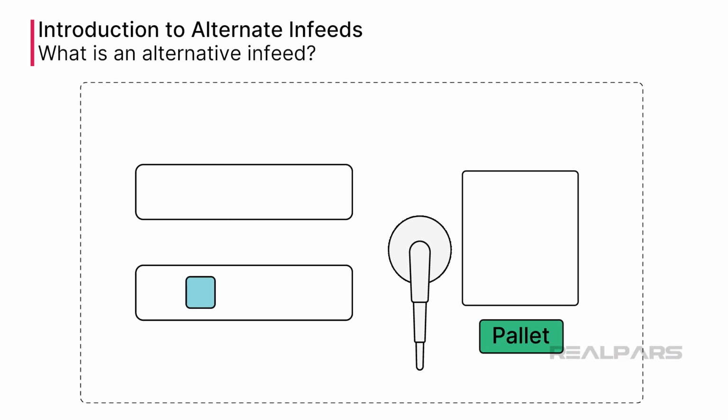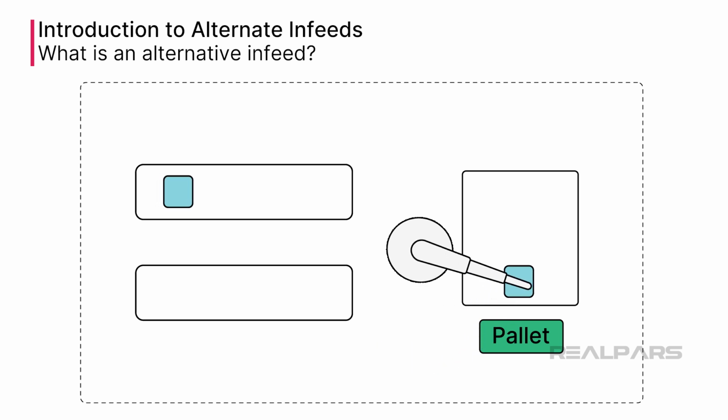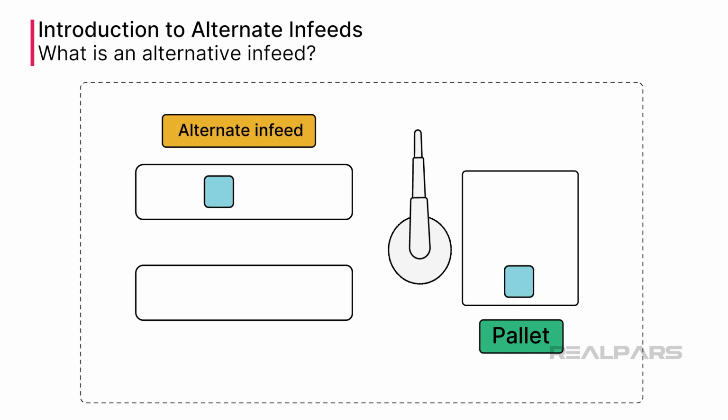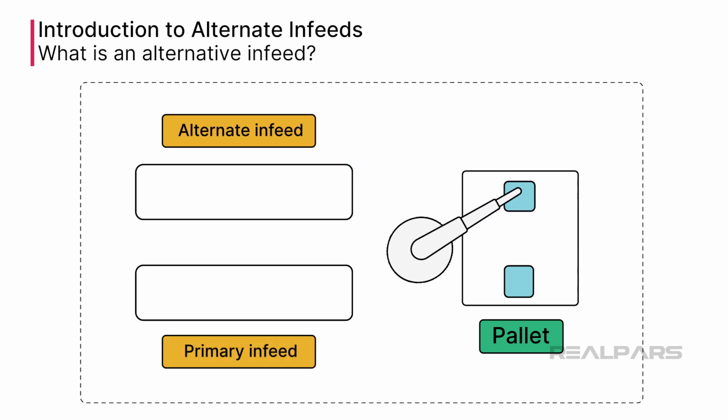If you are, for whatever reason, running a line that is slow, but you also have another conveyor line that is running the exact same product, you can add what is called an alternate infeed. This simply means that the robot can pick from the alternate infeed if the primary infeed does not have parts and the alternate infeed does.